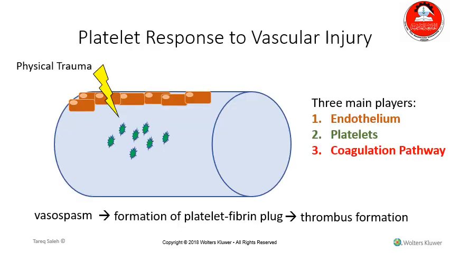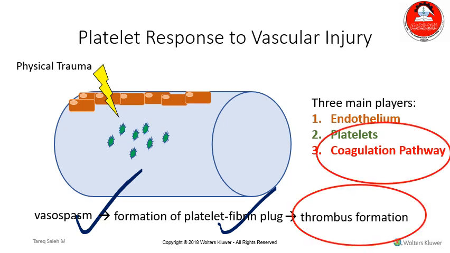So remember from the previous lecture that the physiological response to vascular injury that attempts to stop bleeding or extravasation from an injured blood vessel involves three steps, which start with vasospasm, followed by the activation and aggregation of platelets, and lastly, by the formation of the thrombus. Remember that the formation of thrombus happens through the activation of the coagulation pathway.